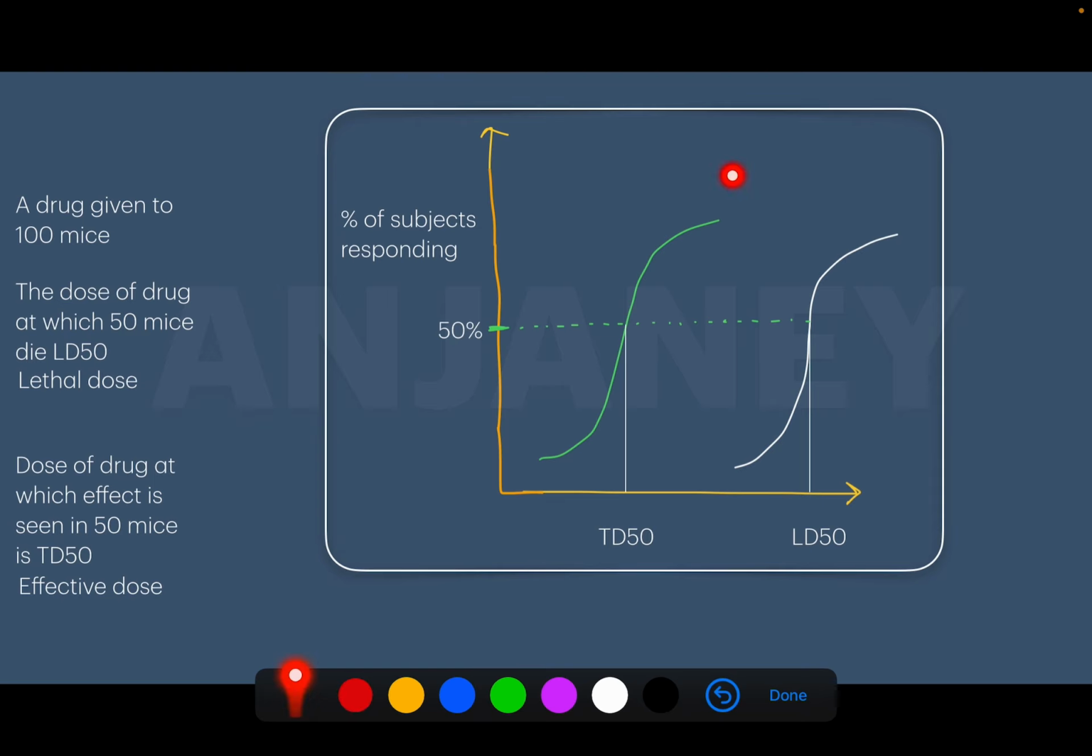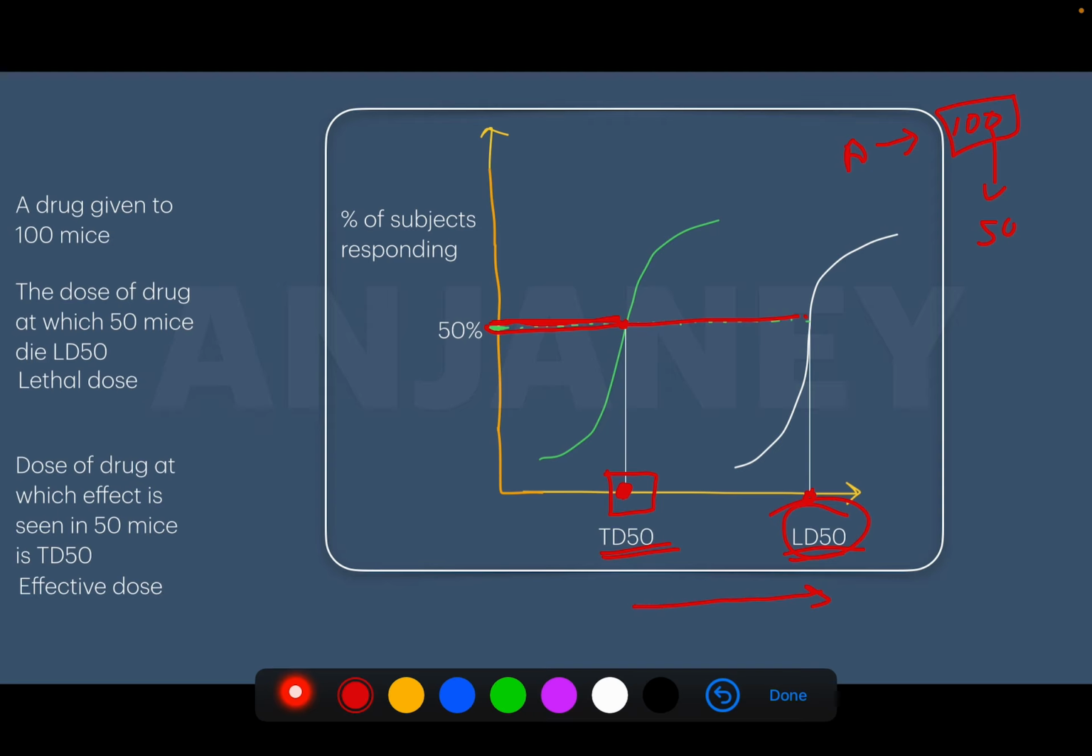Now, if I give drug A to, let's say, 100 mice, I want to see at what dose all the mice die, or let's say at this dose we are getting an effect in 50% of individuals, meaning 50% of mice are showing a response at this dose. This is TD50, and LD50 is the dose. We are increasing the dose, right? So LD50 is the dose at which 50% of mice are dead. So that is the lethal dose.